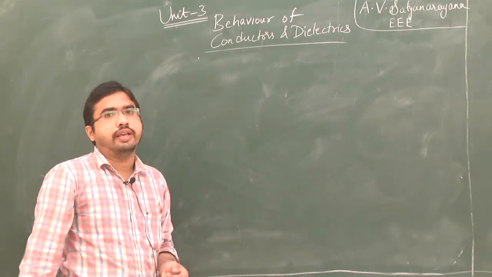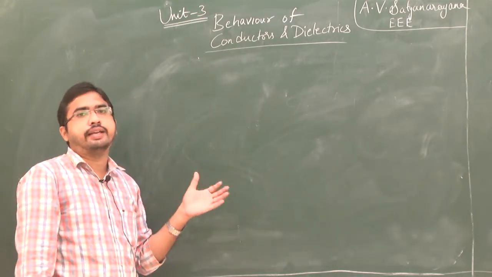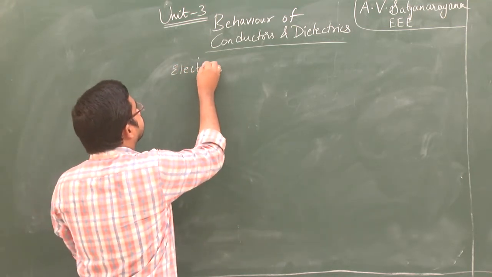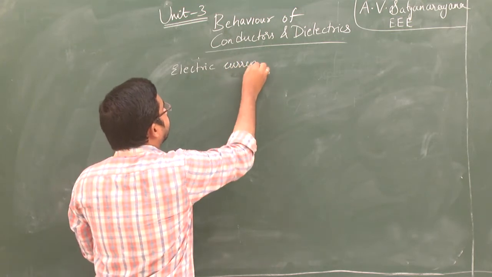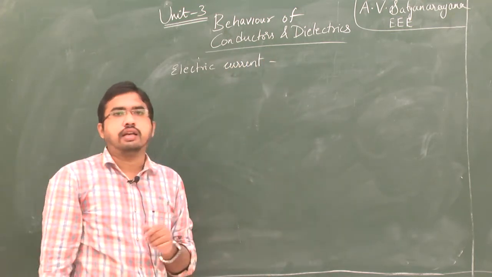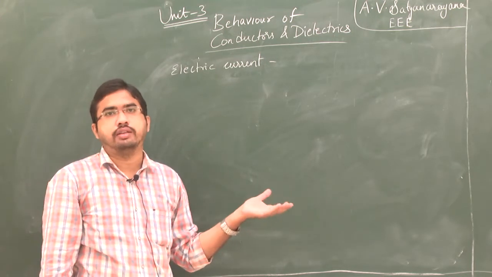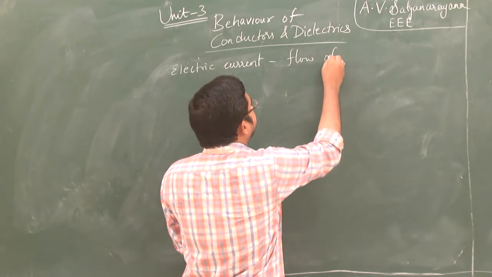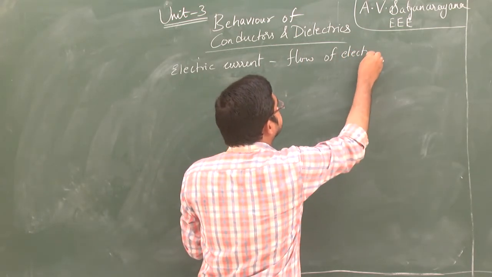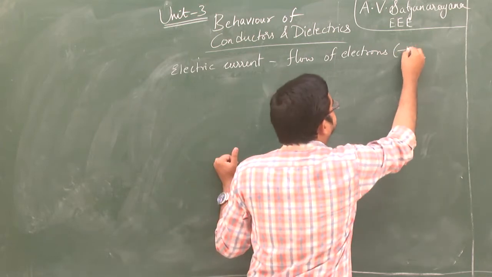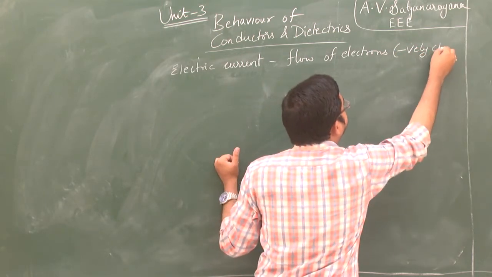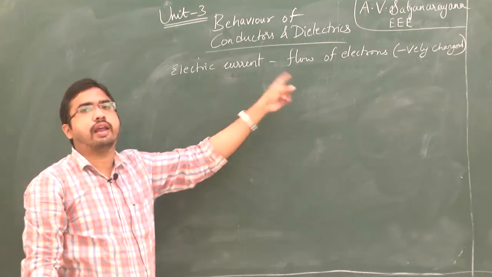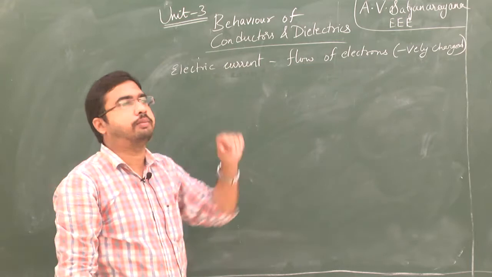So here we need to know different types of currents. First, basic electric current: what we are learning from childhood is that electric current is nothing but the flow of electrons, that is negatively charged particles. Electric current is generally considered as the flow of electrons, which are negatively charged particles.